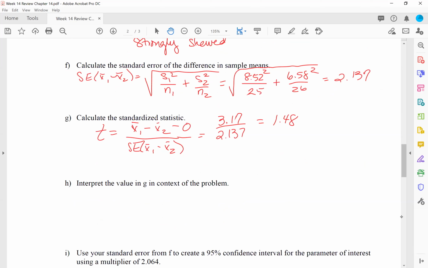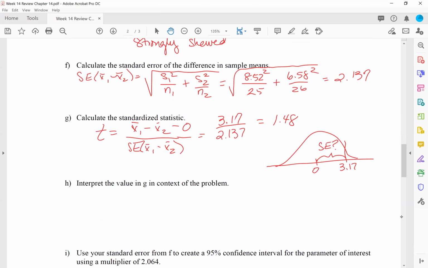So this standardized statistic is measuring how far x bar 1 minus x bar 2, so that 3.17, is from 0 in measures of standard errors.